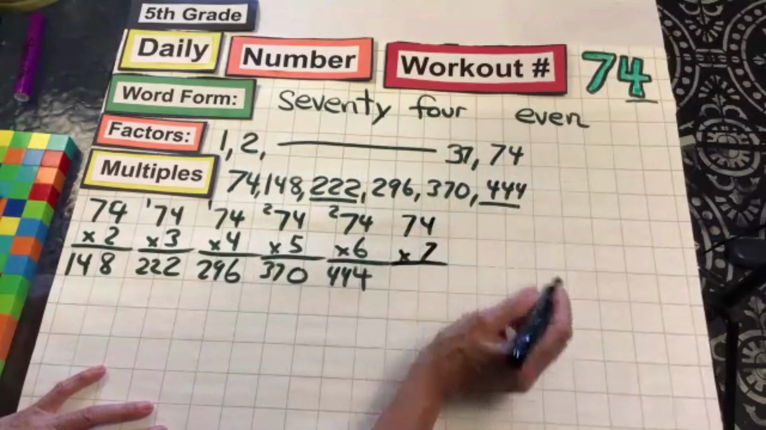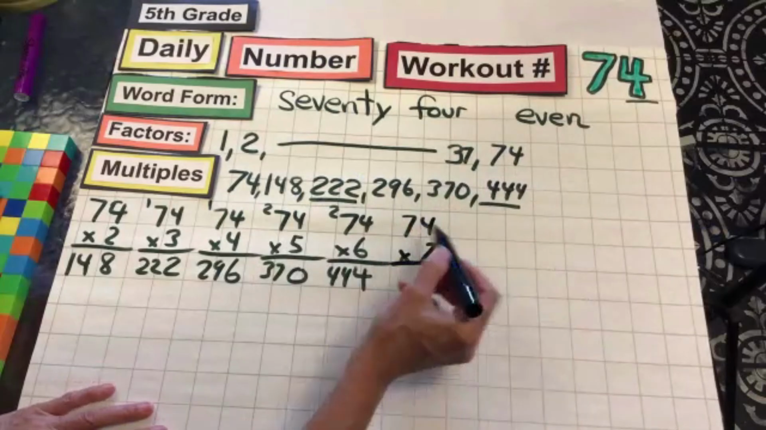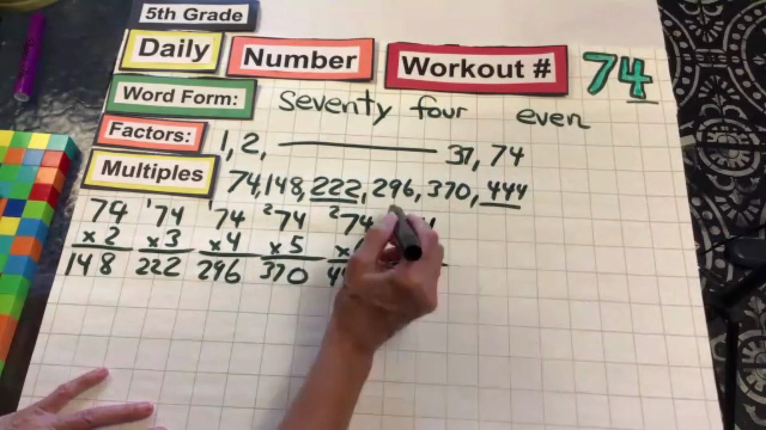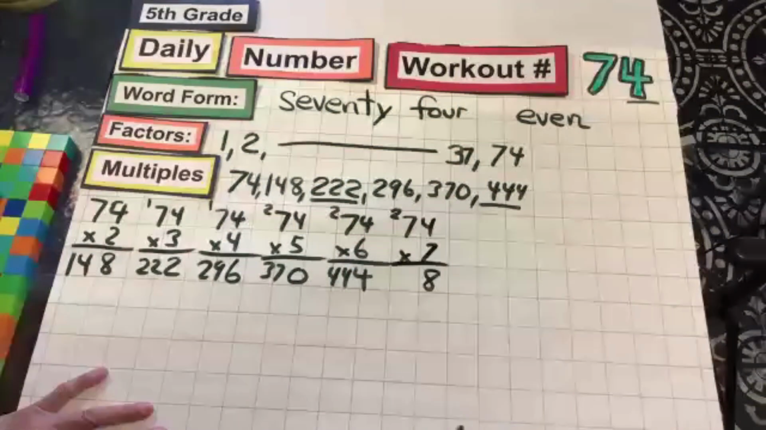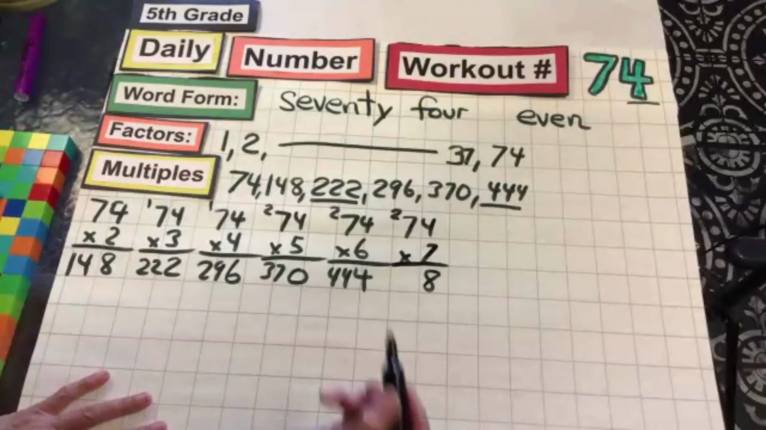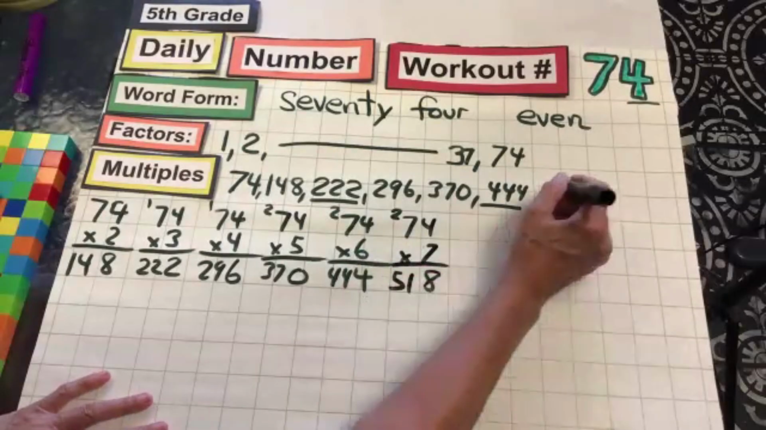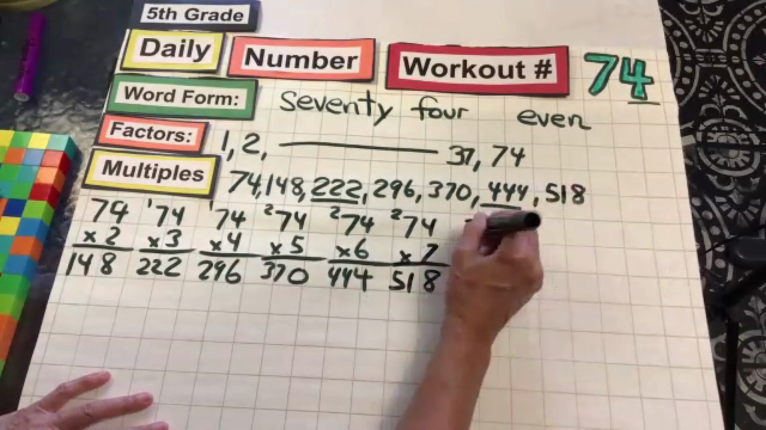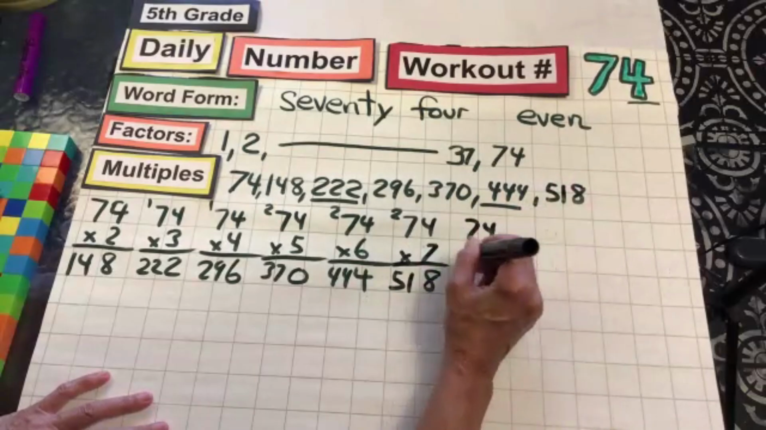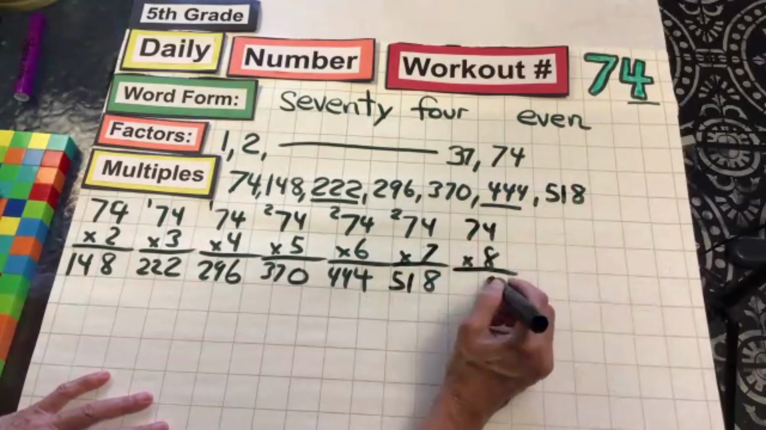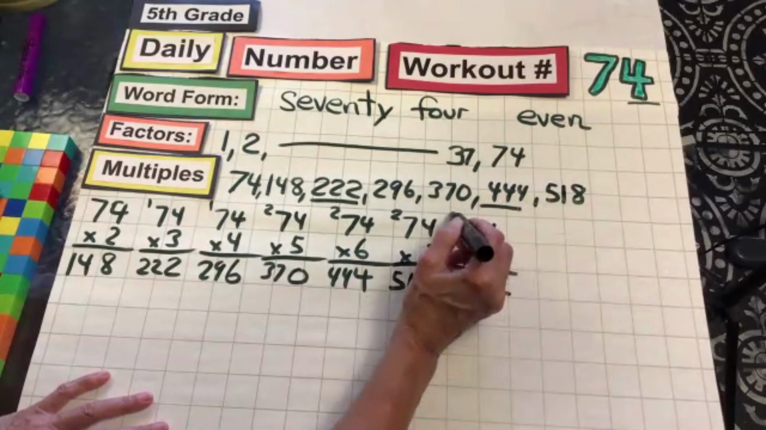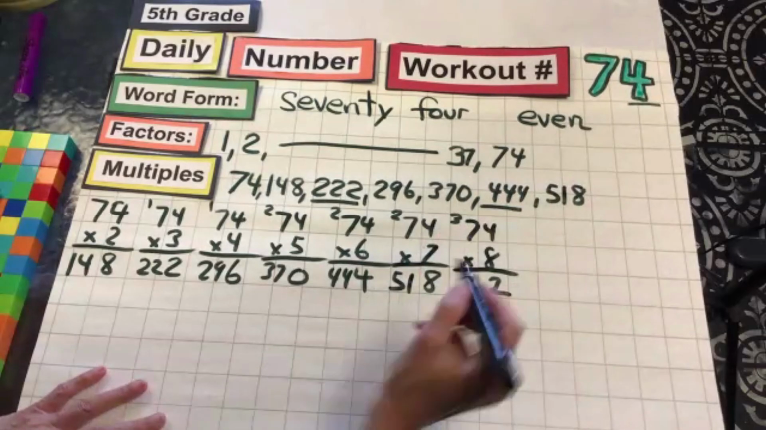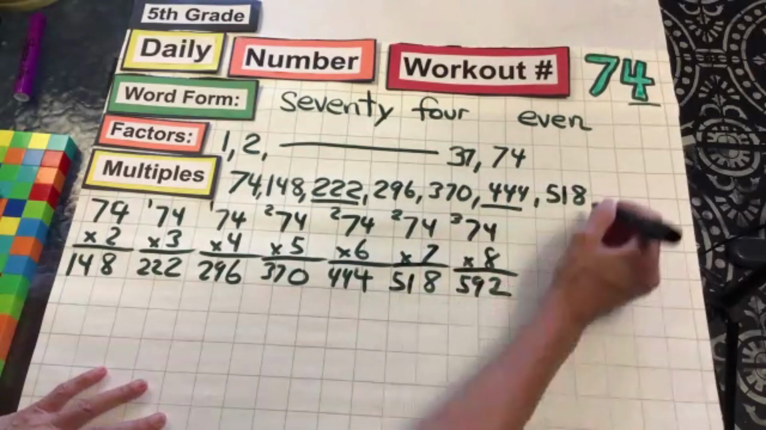7 74s. 7 times 4 is 28. Drop the 8, carry the 2. 7 times 7 is 49 plus 2 is 51. So 518. 8 74s. 8 times 4 is 32. Drop the 2, carry the 3. 8 times 7 is 56 plus 3 is 59.